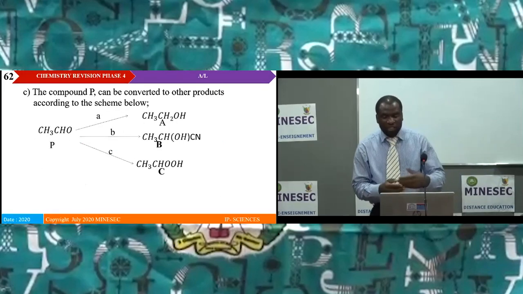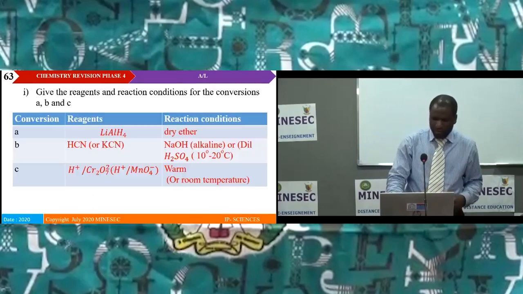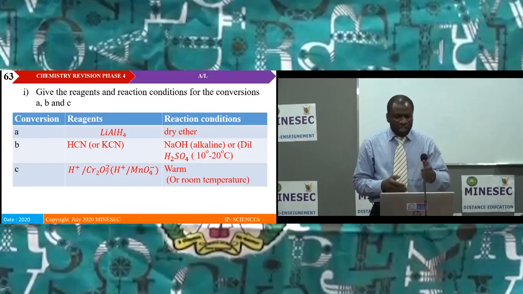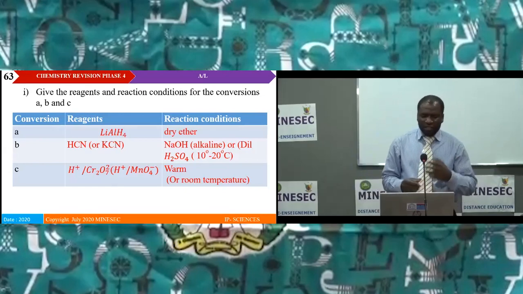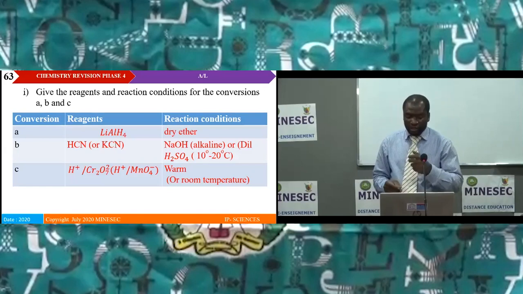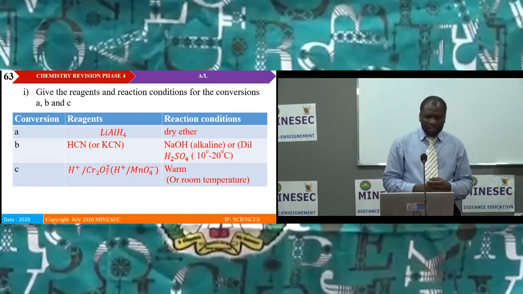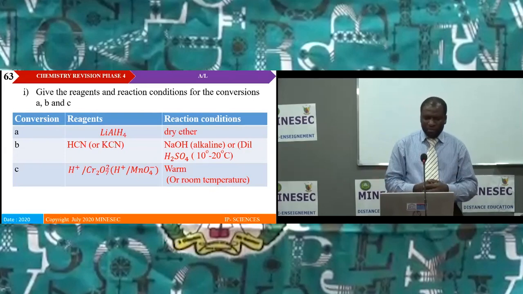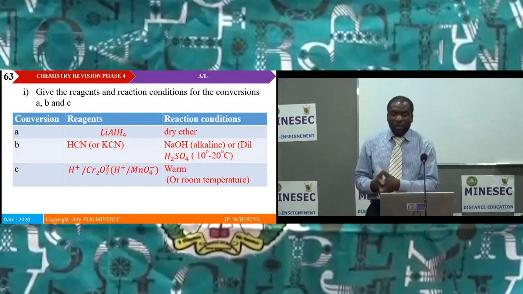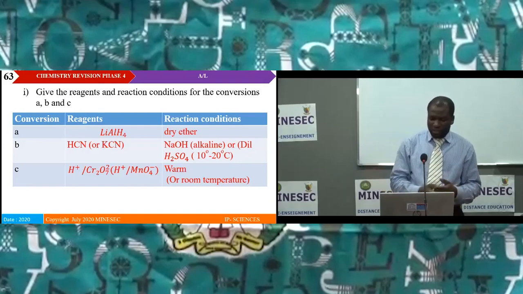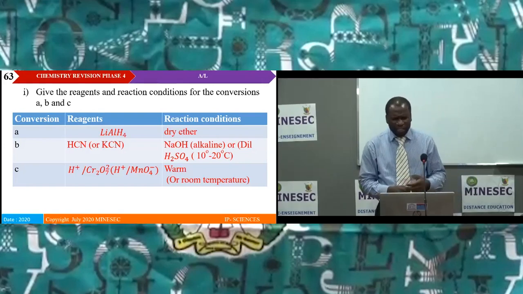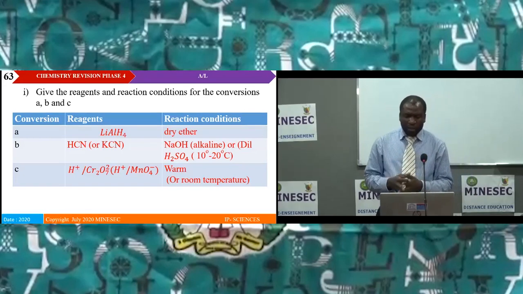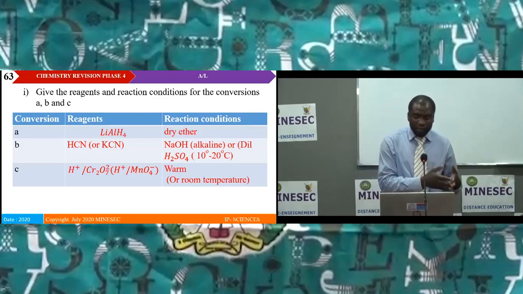Compound B can be converted to other products according to the scheme there. Give reagents and reaction conditions for the conversions A, B, and C. A, reagent, lithium aluminium tetrahydride. Condition, dry ether. B, reagent, HCN, condition, sodium hydroxide or alkaline medium. Or we can use KCN and dilute sulfuric acid between 10 to 20 degrees Celsius. C, reagent, acidified potassium dichromate. Condition will be warm.